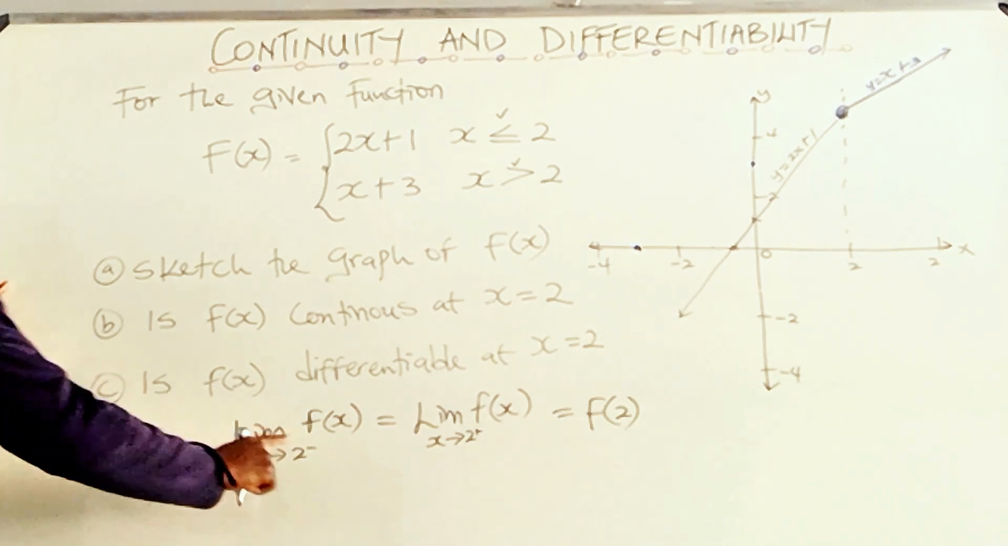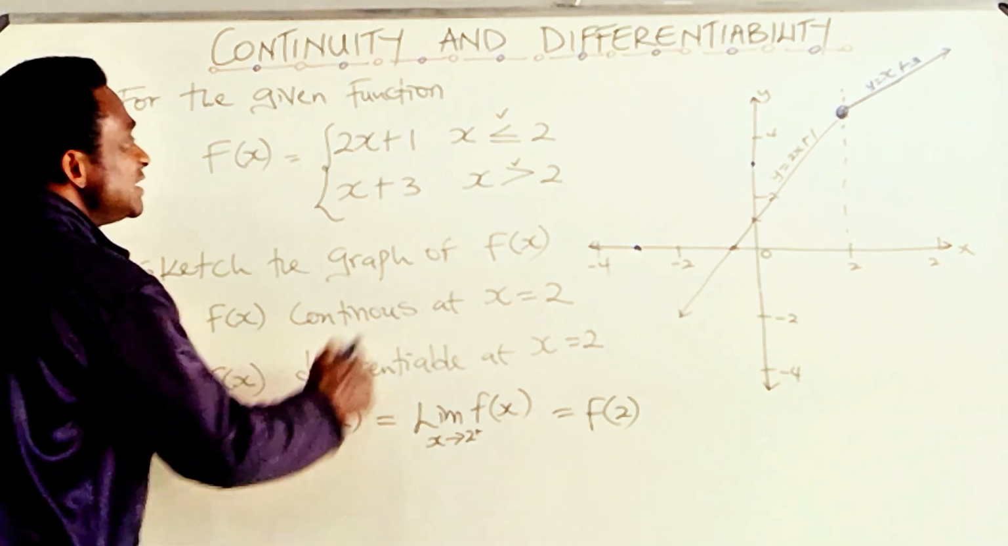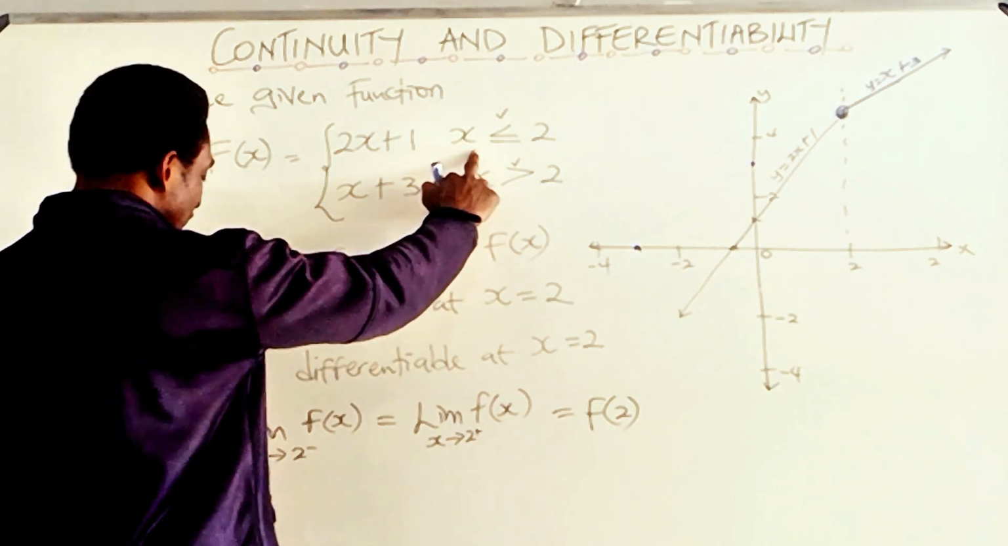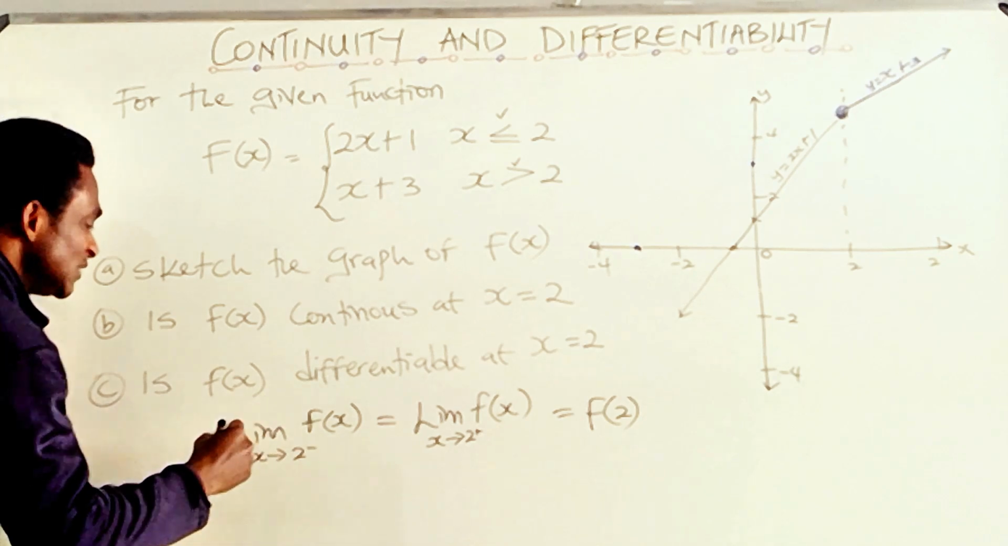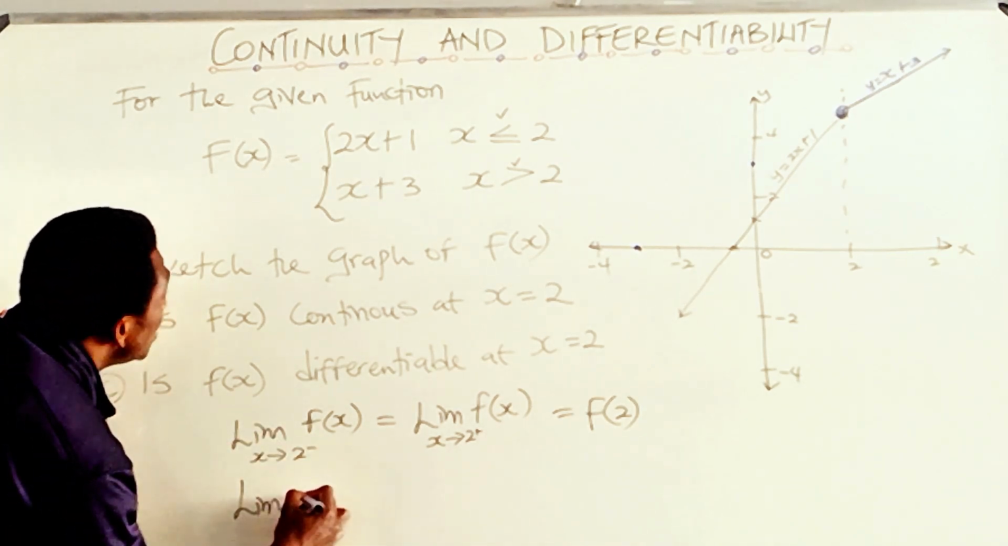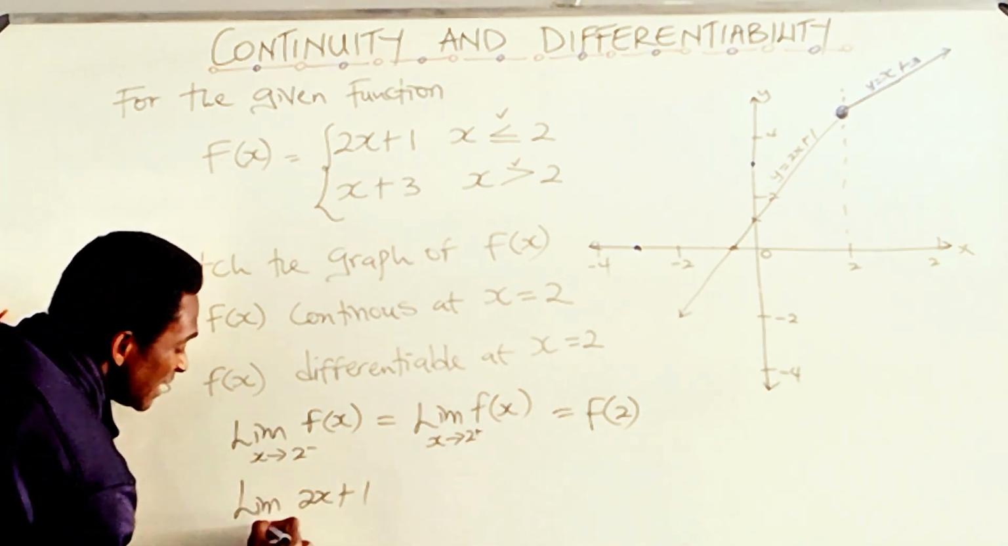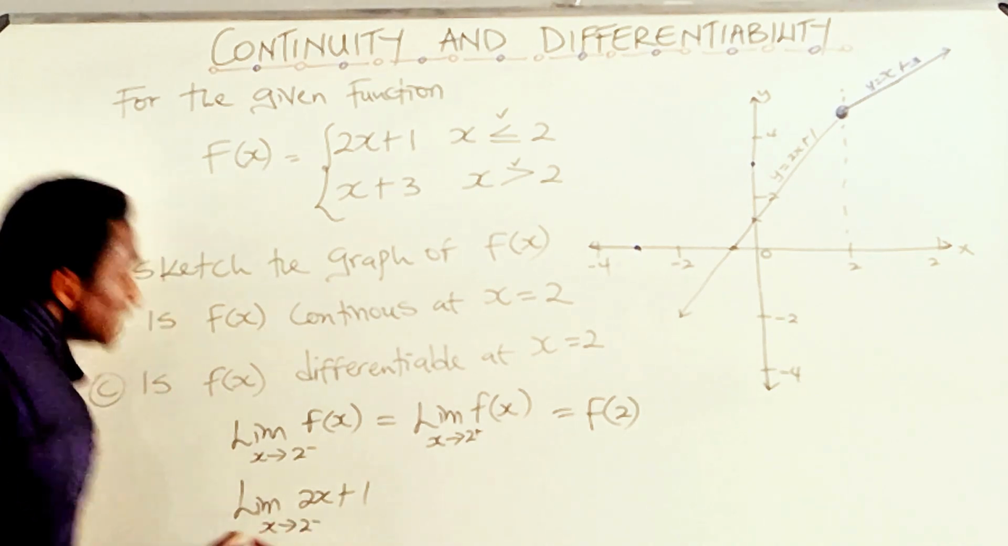So let's look at this. 2 from the negative means x is less than 2. So we will have the limit of 2x plus 1 as x tends to 2 from the negative.